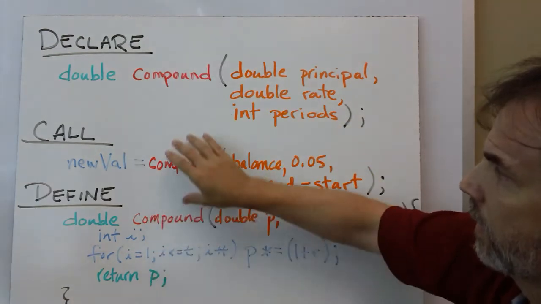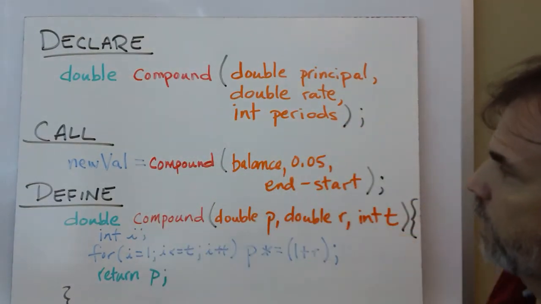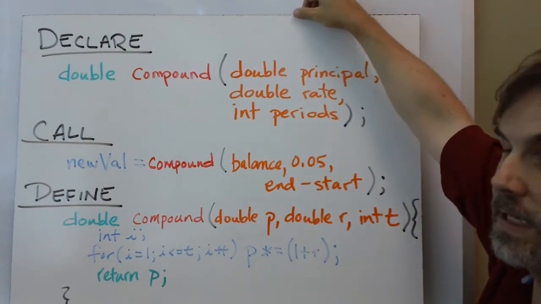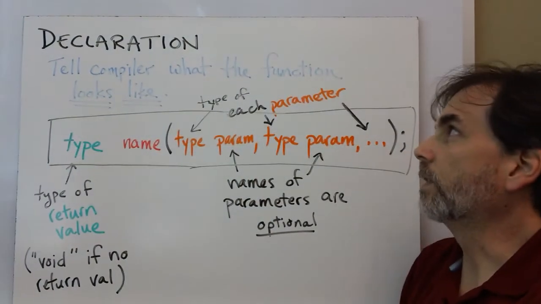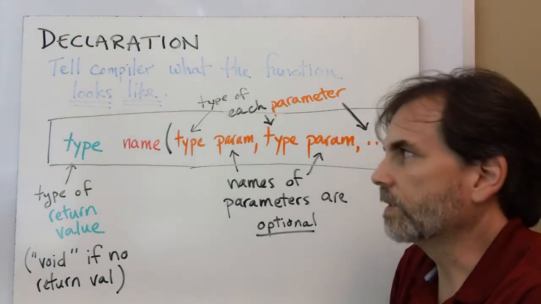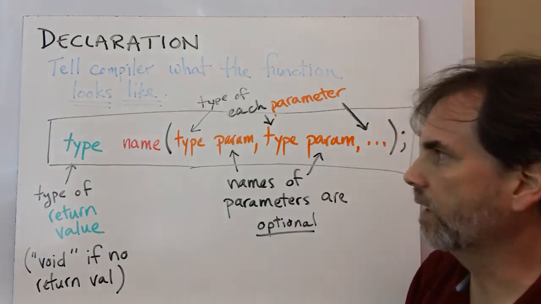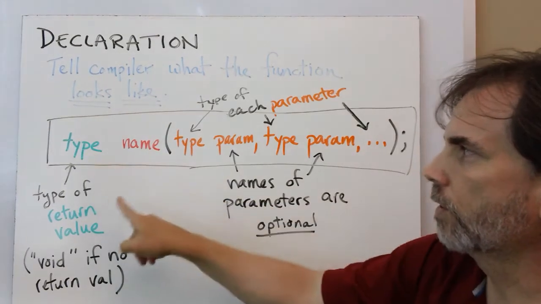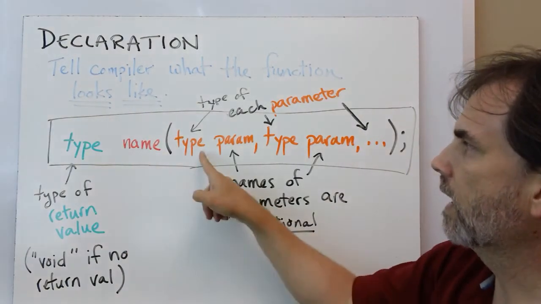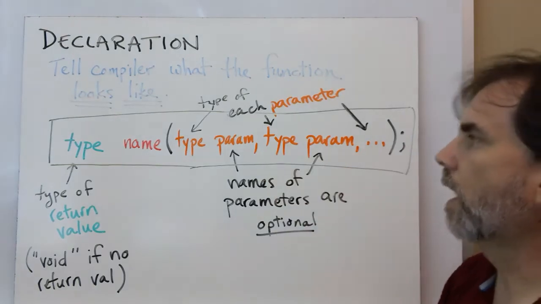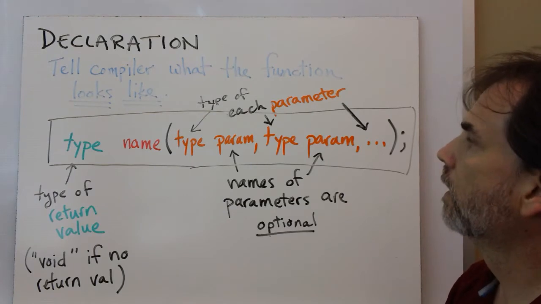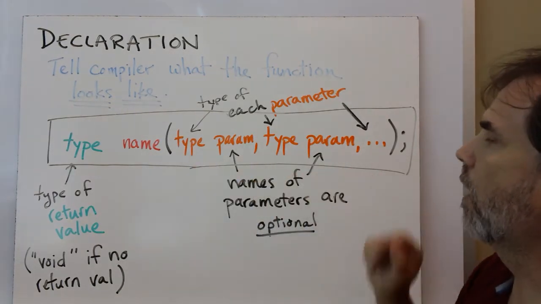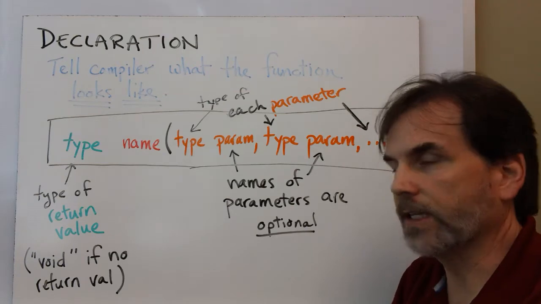Function declaration, function call, function definition. We'll look at a little more detail of these three things. The declaration tells the compiler what the function looks like. What do we need to know? What does the compiler need to know? The compiler needs to know what type of value is going to be returned, what's the name of the function, and the type and number of the parameters, the values that are going to get passed in. So the types of the parameters are required because that's what the compiler needs to know.